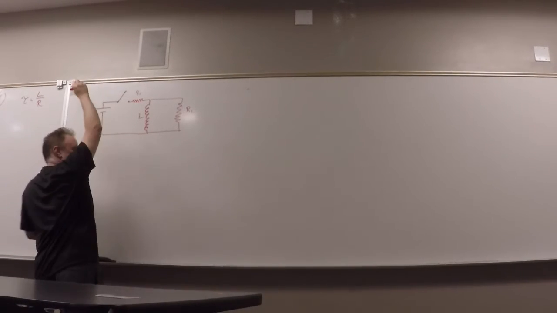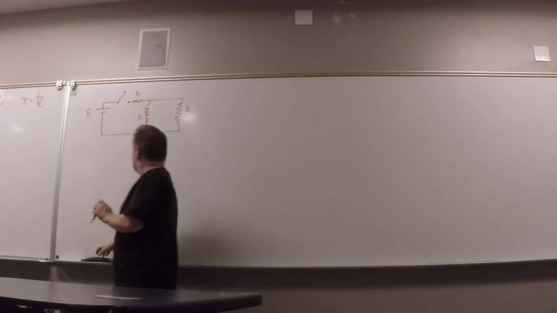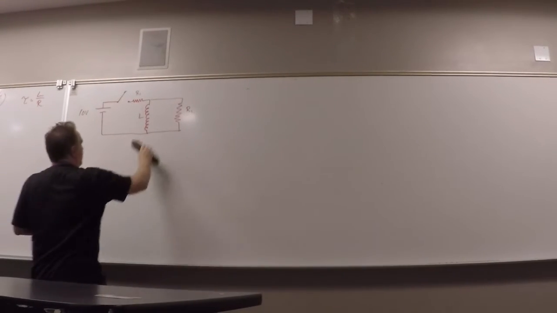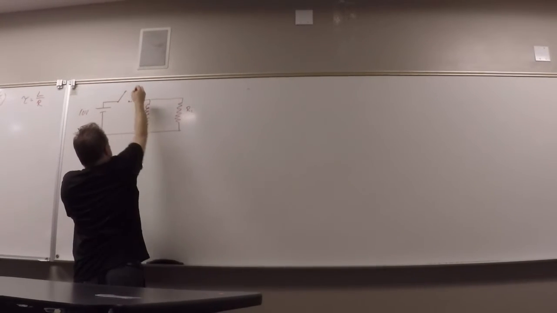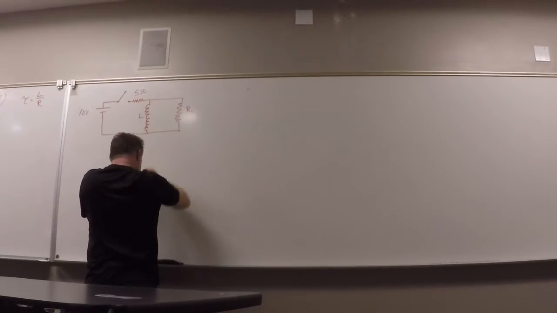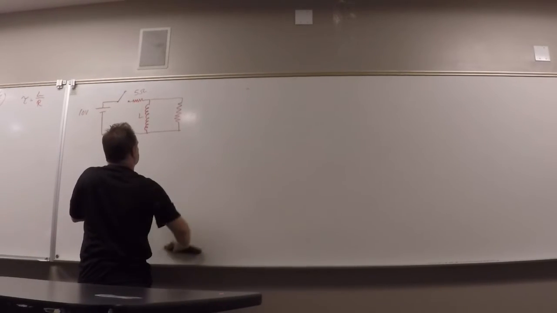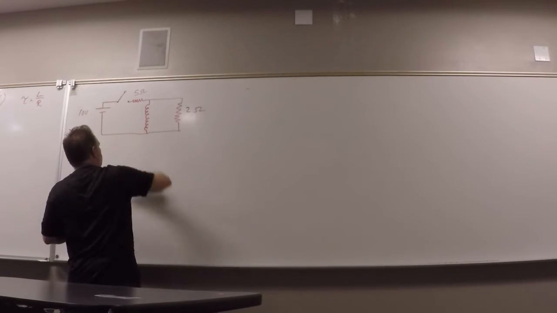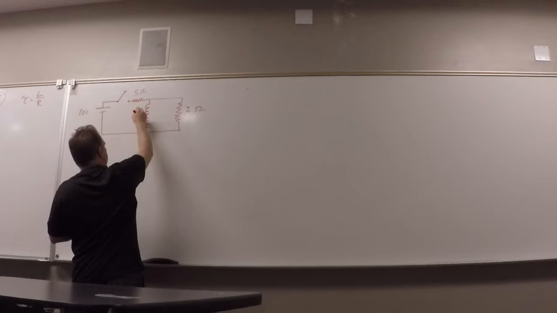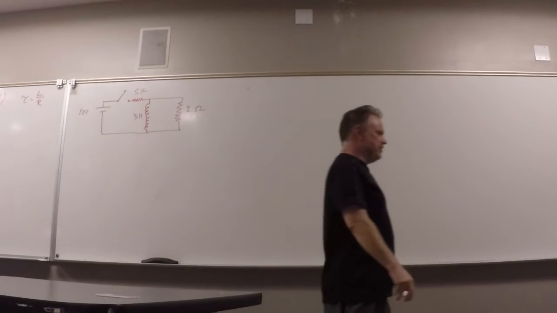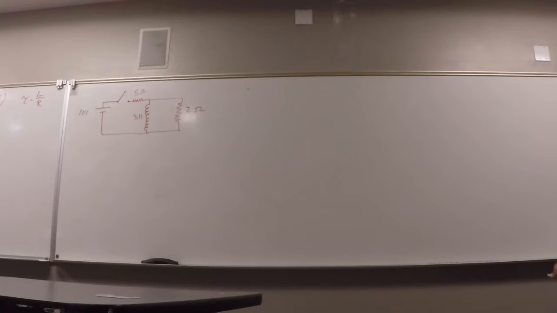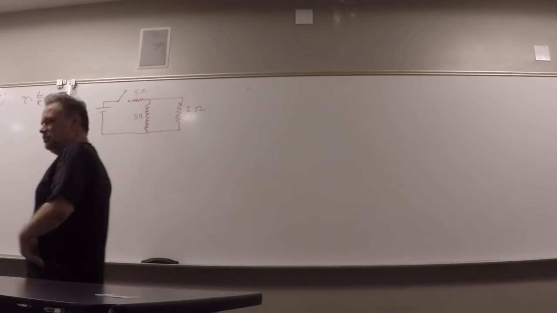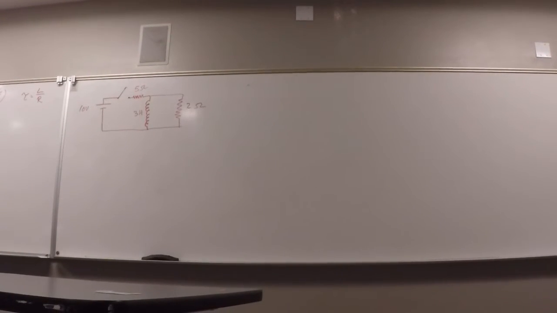You want numbers? Sure. 10 volts, 5 ohms, 2 ohms, and 3 henrys. That's a huge number, by the way. 3 henrys is huge. Most things are in the millihenry range. It's not as far-fetched as the 3 farad capacitor, but 3 henry inductors are very big.